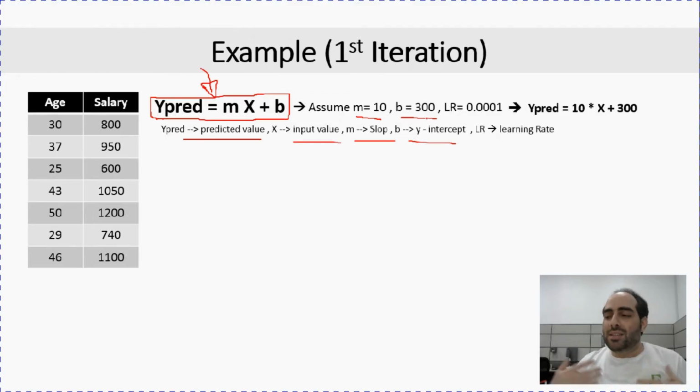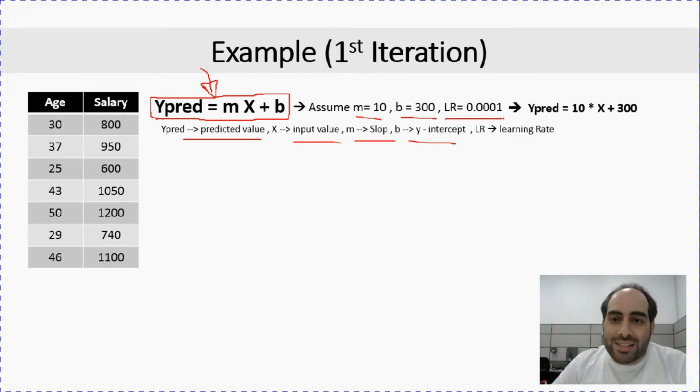Now in reality, this is also what is happening. I don't care where I will start, because at the end I'm going to search for the best combination of m and b, which will lead to the minimum error possible. So for me to start, I need to initialize randomly the value of m and b. Okay, this is the process.